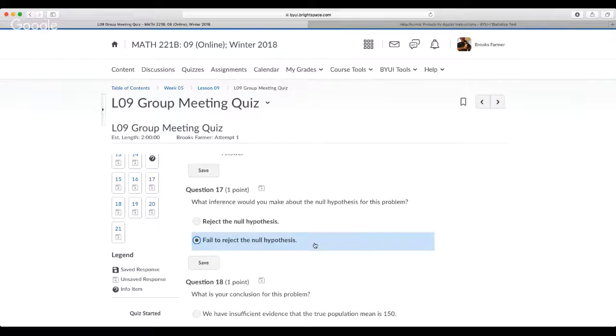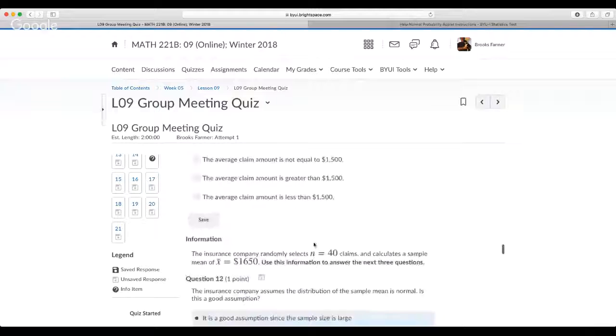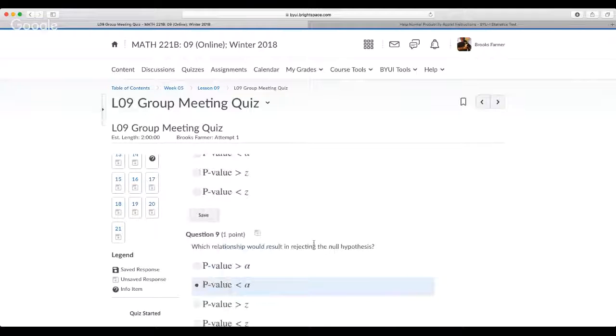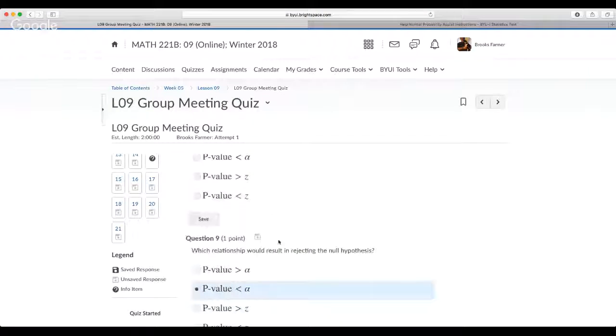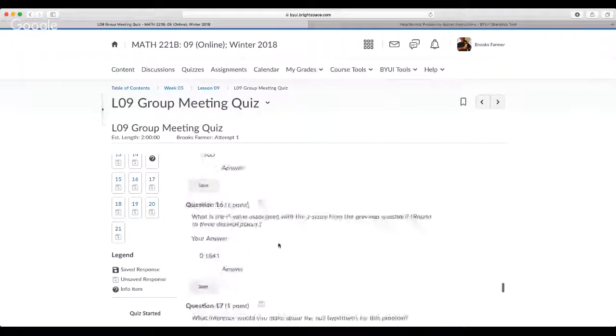Hold on. Let me see if I get this. Okay. Why is it because it was greater? Yeah. So if you just go back up to question 8, when 8 and 9 are talking about this, the p-value in 8 says what relation will result in failing to reject a null hypothesis? P-value is greater than alpha. And 9. So that makes sense. Yes, it does. All right.